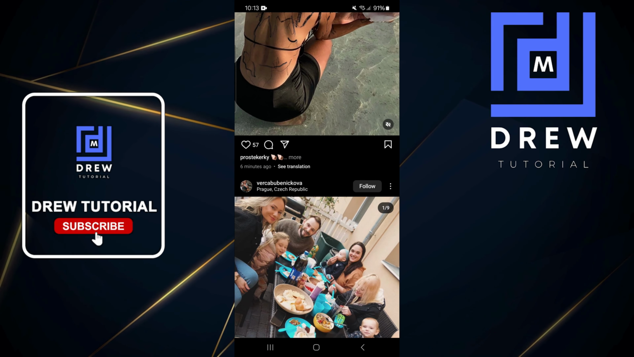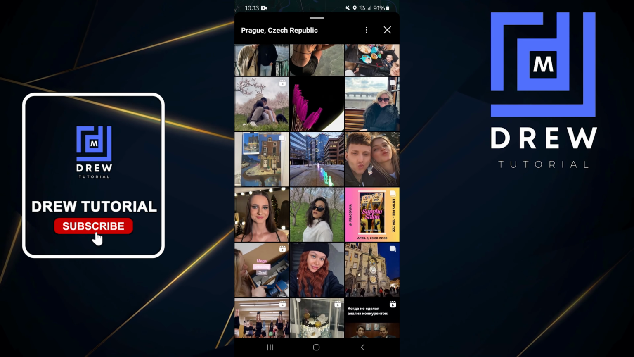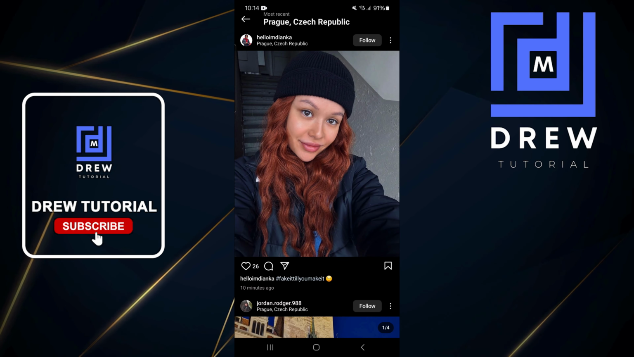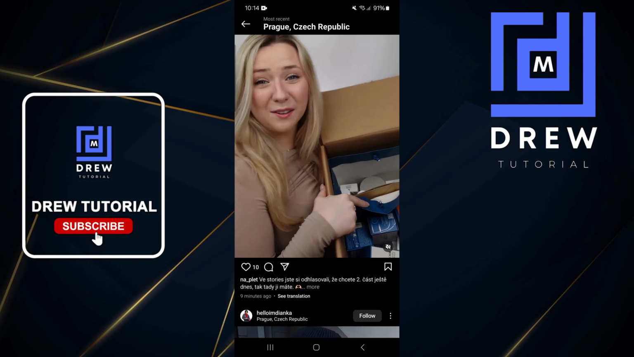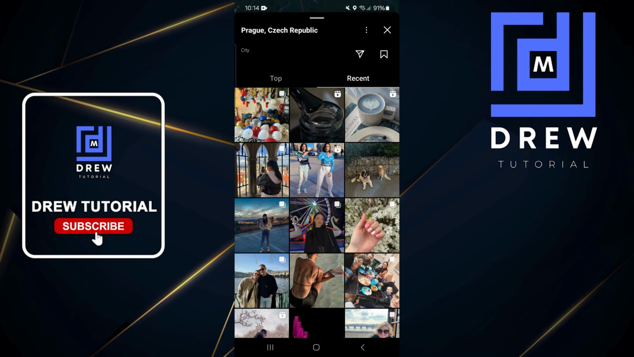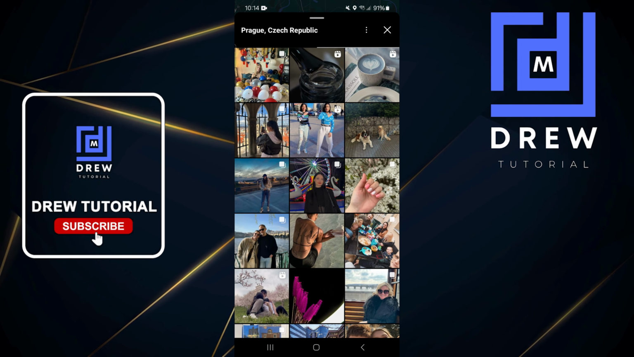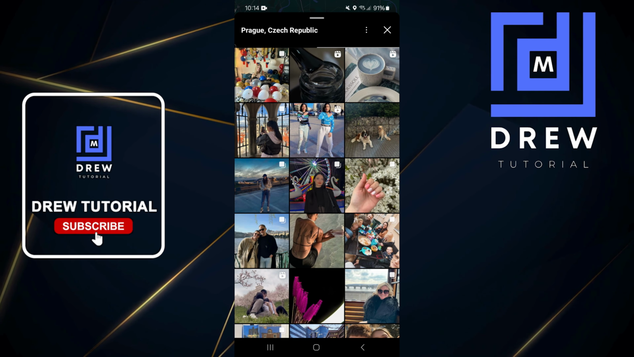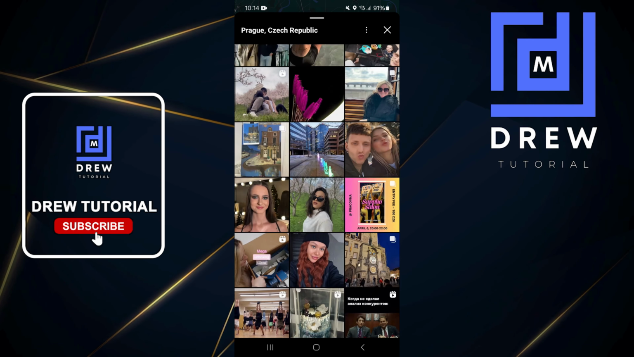You can see this picture was posted 6 minutes ago, and most likely these people are recently in Prague. You'll find these people in Prague because they are posting pictures very recently and tagging the location. Of course, it could be possible that this person was in Prague and just wanted to post a picture now and simply tag Prague, Czech Republic. But the probability of these people being in Prague is very, very high. And that's how you can easily do it.